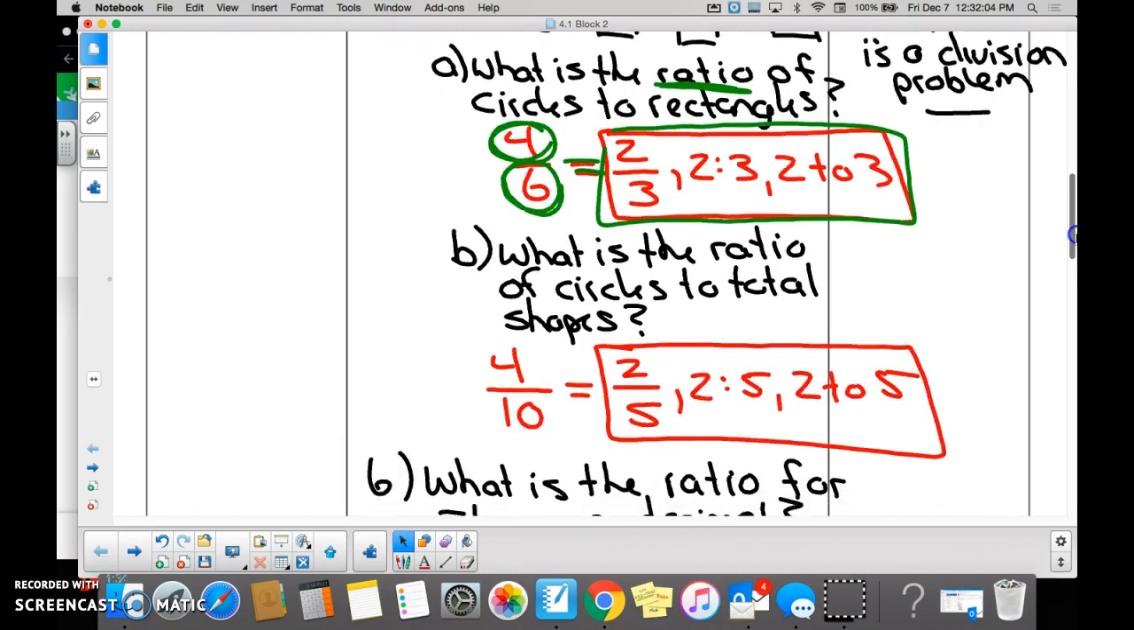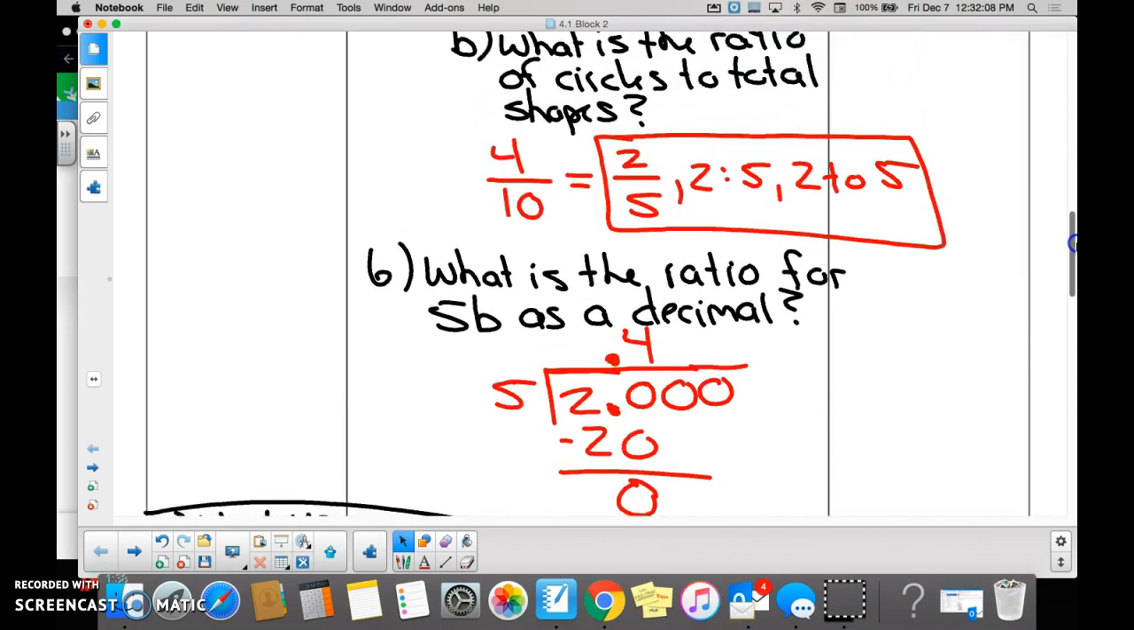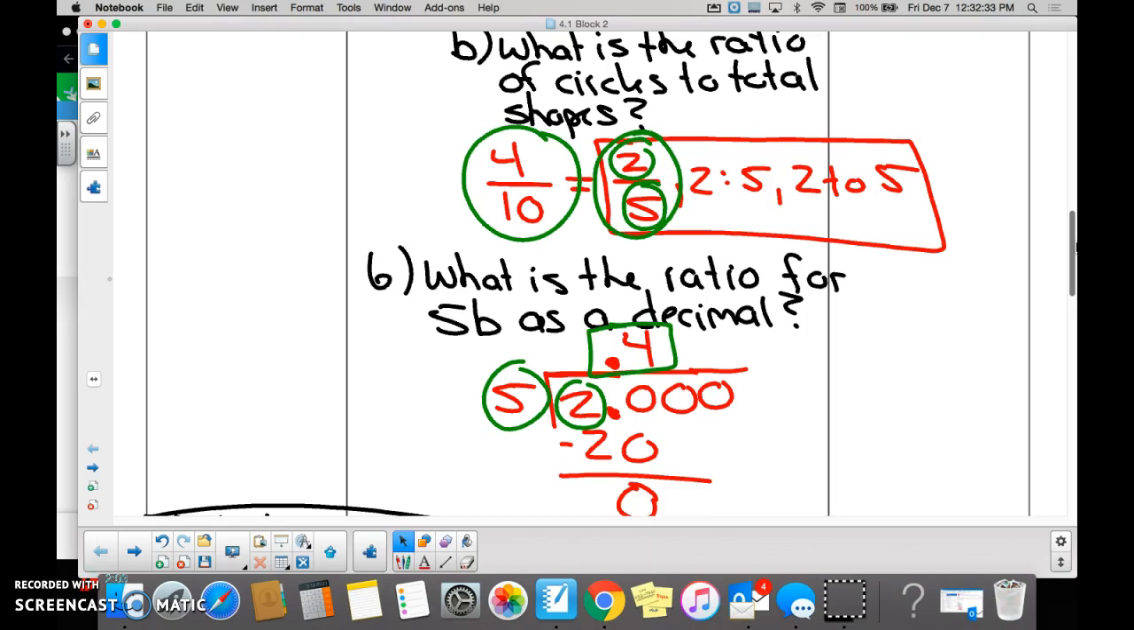All right, so B is just another version of what we did. Number 6. I asked you to take this answer right here, which was another ratio, and turn it into a decimal. So you guys grabbed the simplified version of 4/10, and you said, well, Mr. Pottinger, a decimal is simply a fraction divided, right? So you took 2 and you divided it by 5. So 2 divided by 5, and you found out the answer was what? 0.4. 4/10, right? Because a fraction is simply a division problem.